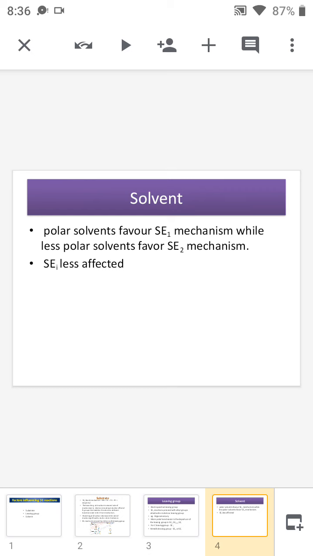Mostly the polar solvent favors the SE1 mechanism and less polar solvent favors the SE2 reaction mechanism. And the solvent will not affect the SEi reaction. These are the factors which affect the electrophilic substitution reaction.